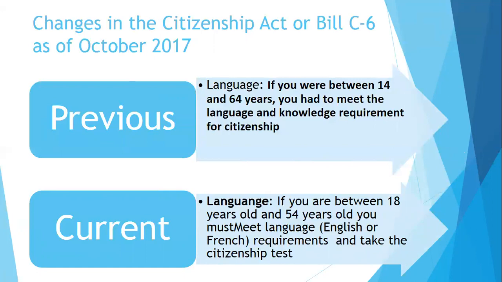Well, that's true. In October 2017, the federal government made some changes in the Citizenship Act as a result of Bill C-6. The purpose of these changes is to help individuals who have already begun building lives in Canada achieve citizenship faster. Previously, if you were between 14 and 64 years old, you had to meet the language and knowledge requirement for citizenship. But now, if you're between 18 and 54 years old, you must meet language requirements in either English or French and take the citizenship test.